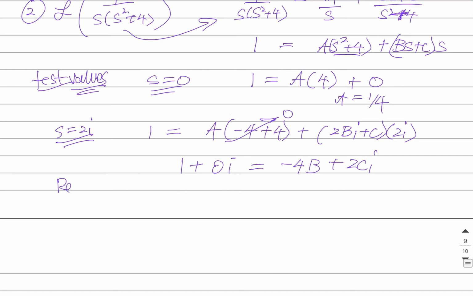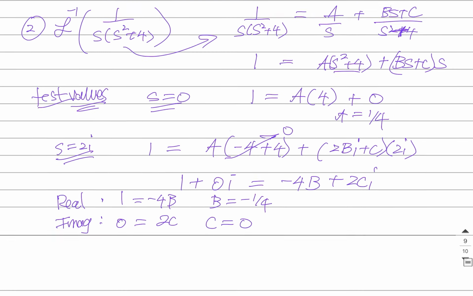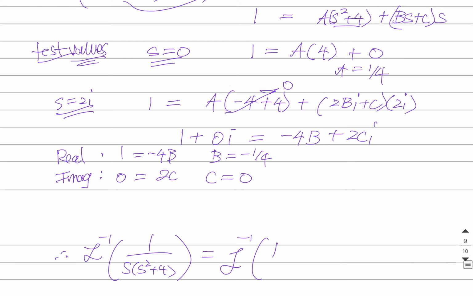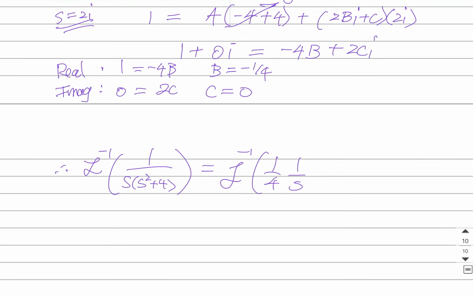We have to equate real parts and we have to equate imaginary parts. So the real parts over here tell me that 1 is equal to negative 4b, so b has to be negative 1/4, and 0 has to be 2c. And that tells me that c has to be 0. So the partial fraction decomposition here says, look, this expression that I had before really can be expressed as follows. It can be 1/4, 1 over s, minus 1/4 s over s squared plus 4.